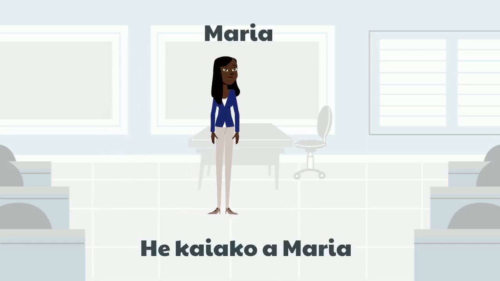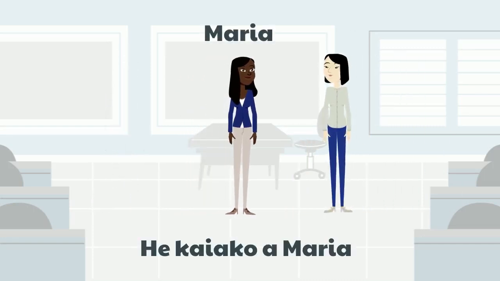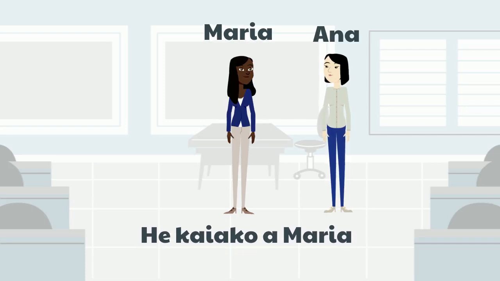To add Anna to the sentence, he kaiako a Maria, and say, Maria and Anna are teachers, we maintain the entire original sentence. At the end, we say the pronoun that explains how many people we're speaking about in total. In this case, we're speaking about two people, so we say rāua. To add the other name, we say ko, and then we put the name itself. He kaiako a Maria rāua ko Anna. Maria and Anna are teachers.